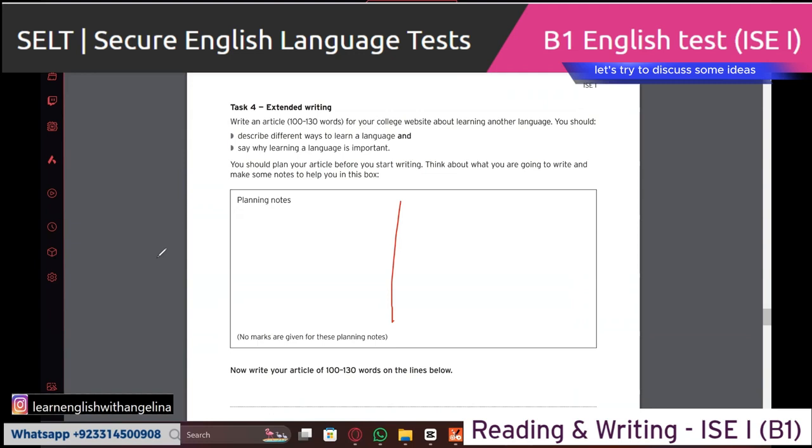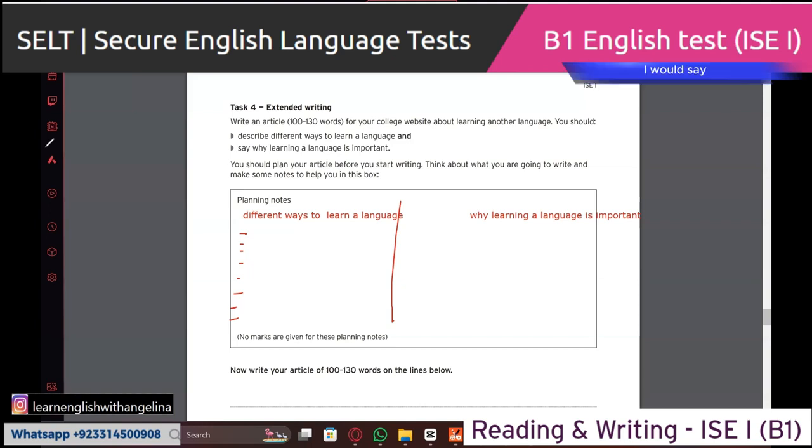Let's try to discuss some ideas. For example, on this side, I want to talk about different ways to learn a language, and on the other hand, I want to discuss with you guys why learning a language is important. All right. So you guys will tell me different ways to learn a language. Yes, Zain, give me 1 point. I'll add 1, then you add 1, then Michelle will add 1.